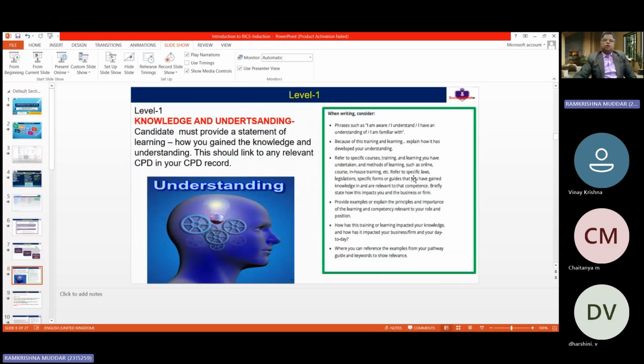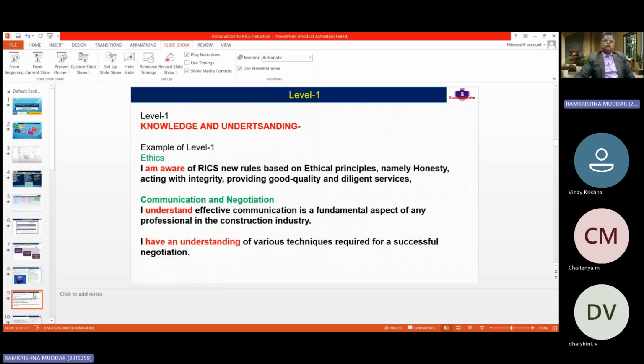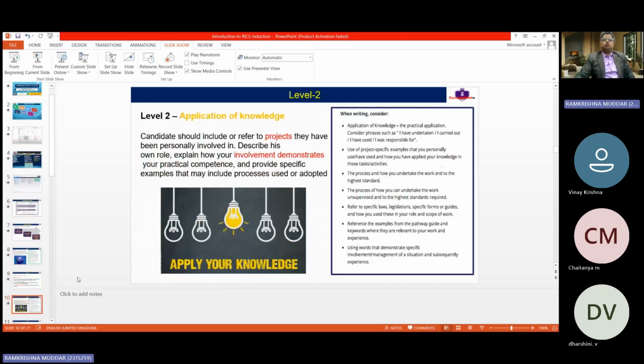So this is level one: how you have gained the knowledge. Clear? Now we are going to level two. Level two is the application of knowledge. Whatever knowledge you have gained, in level one we understood how we gained it: through universities, through work experience, through reviewing documents, through watching YouTube, or reading news or books, and at the same time attending CPDs.